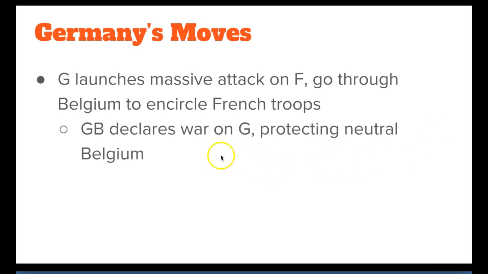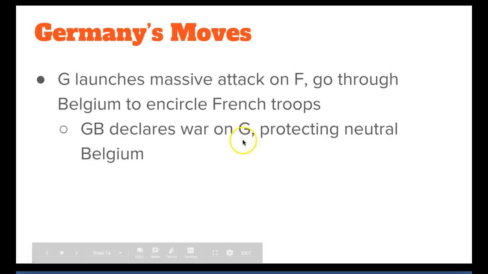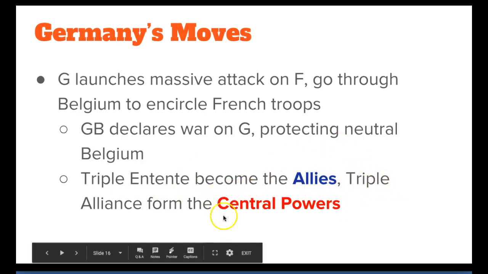And when they do this, the British then declare war on Germany. And part of that is to protect this small neutral nation of Belgium. Now, when you look on the map, you are going to see how close Belgium is to the British Isles. So here we go with the sides pitted against each other and a name change. The Triple Entente becomes the Allies, and the Triple Alliance forms the Central Powers.